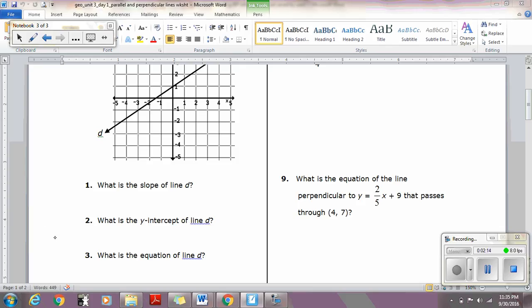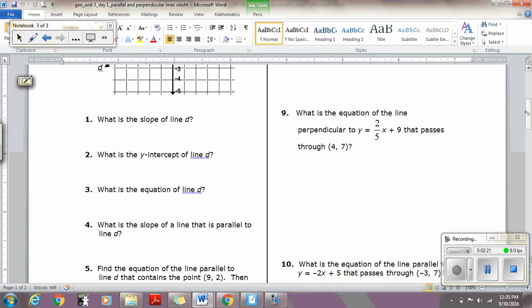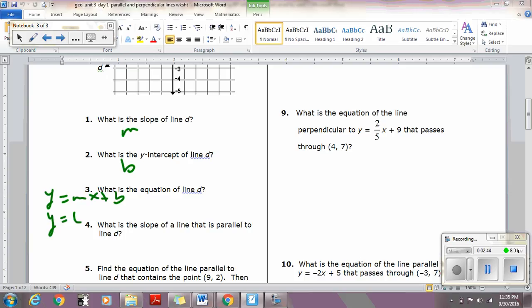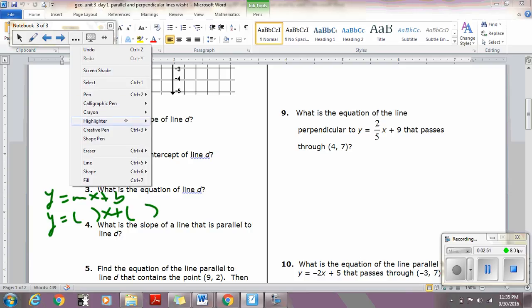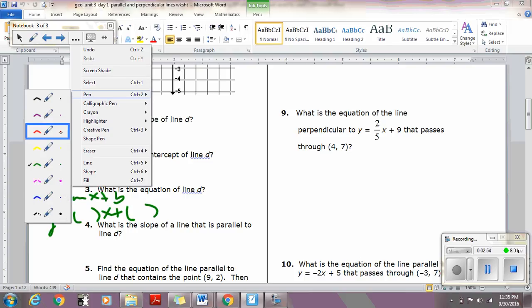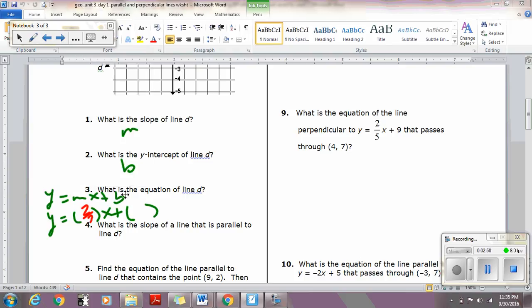Now on number 3, they want the equation of the line. To write the equation, you have to write it in the format of y = mx + b, where m is your slope, which we found in number 1, and b is the y-intercept, which we found in number 2. So all we're doing is replacing m and b in the equation, leaving y and x intact. We're only replacing m and b. So m, again, was our rise over our run, which we got was 2/3, and then b was 1. So the final equation would be y = 2/3 x + 1.